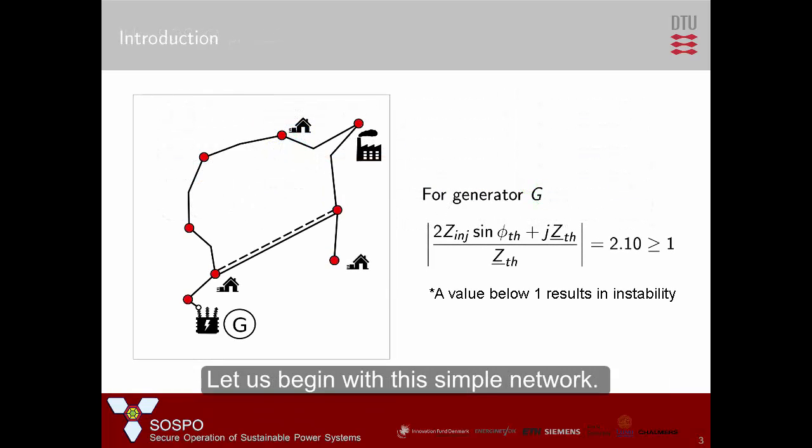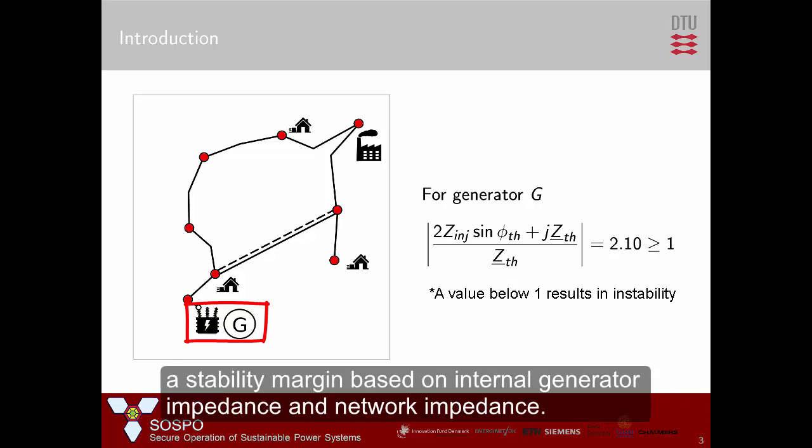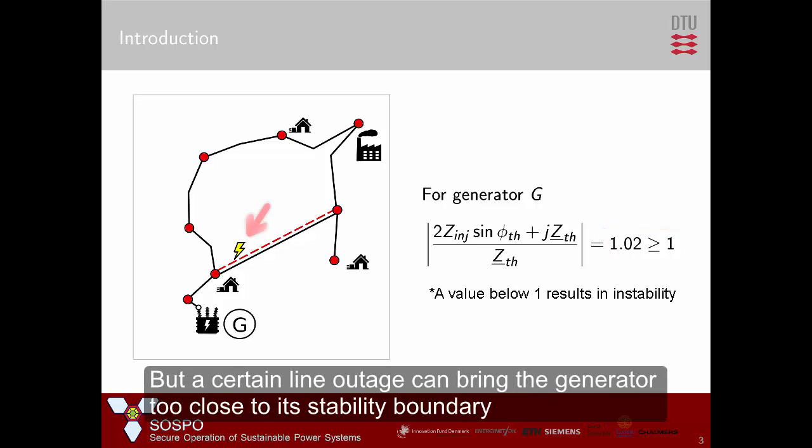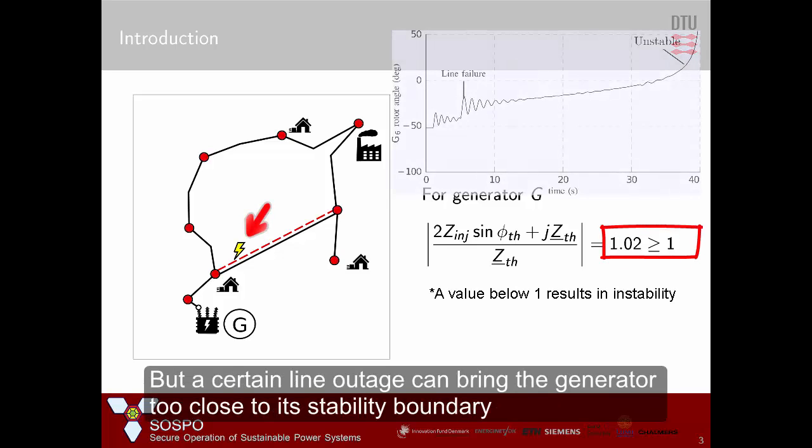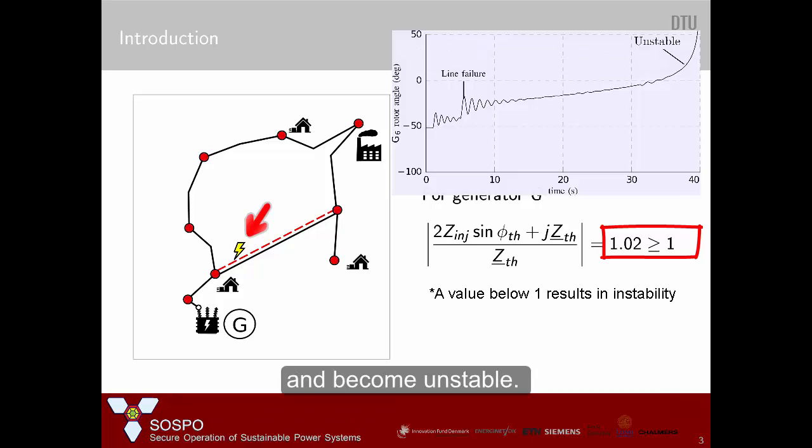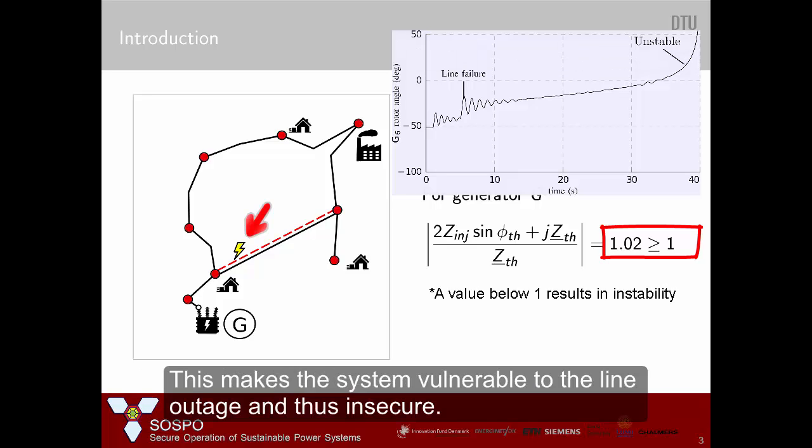Let us begin with this simple network. A generator supplies power to a system and has a stability margin based on internal generator impedance and network impedance. But a certain line outage can bring the generator too close to its stability boundary and become unstable. This makes the system vulnerable to the line outage and thus insecure.